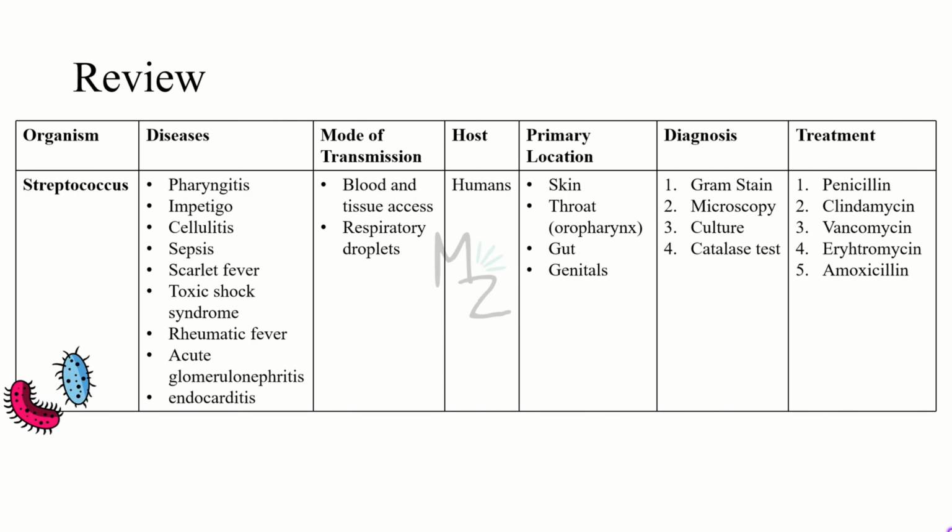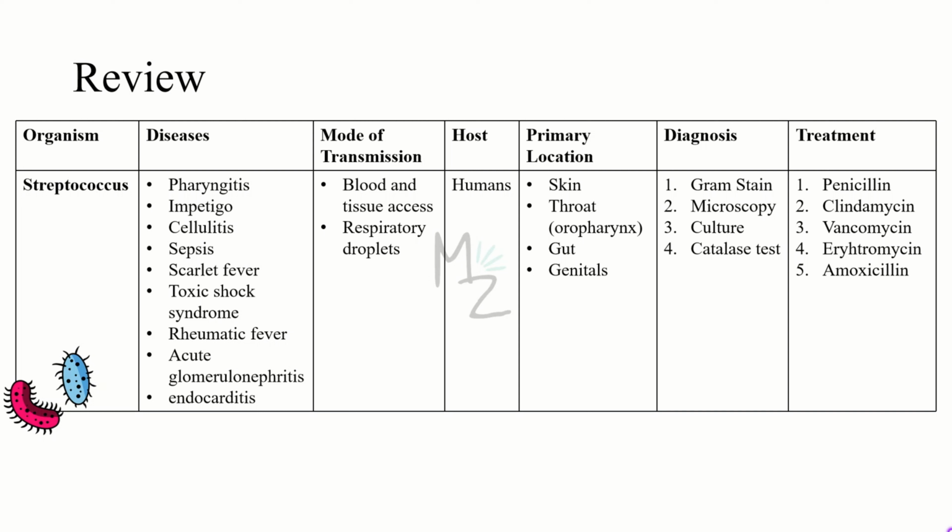There was a lot of information that we covered today in this video. But how can we end the video without reviewing this information? So let's review everything really quick. The organism is Streptococcus. It is responsible for causing diseases like pharyngitis, impetigo, cellulitis, sepsis, scarlet fever, streptococcal toxic shock syndrome, rheumatic fever, acute glomerulonephritis, and endocarditis.